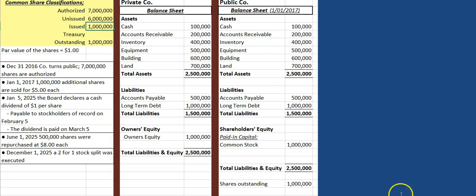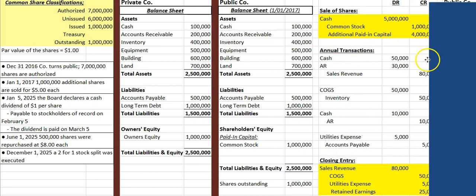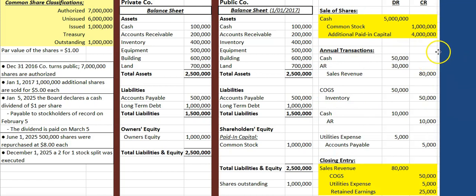But the purpose of going public is to raise funds, right? So the owner is going to take some of these unissued shares and sell them to the public in general. So an IPO is initiated, an initial public offering is done, and at that point, 1 million shares are sold at $5 each. Now remember that the common stock has a par value of $1.